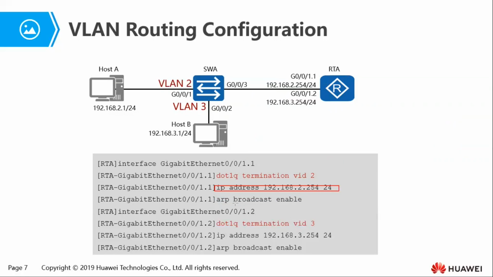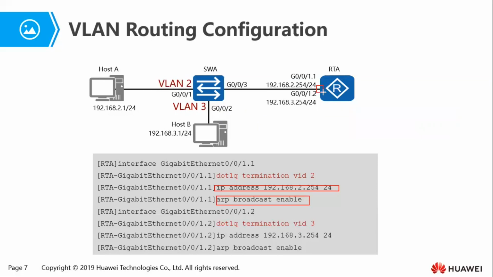So you use that, and the other command you're supposed to be aware of is the ARP broadcast enable command. The ARP broadcast enable command is used in order to enable broadcasts to be forwarded to this sub-interface, broadcast packets, and especially ARP broadcast packets. Otherwise, as we know, usually the router will simply discard any broadcast packet that it receives from a particular interface.